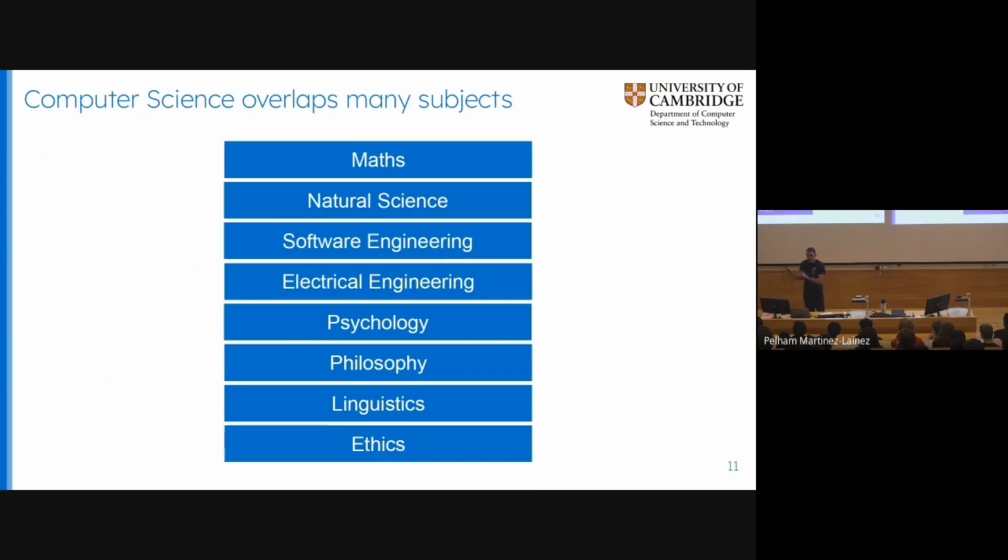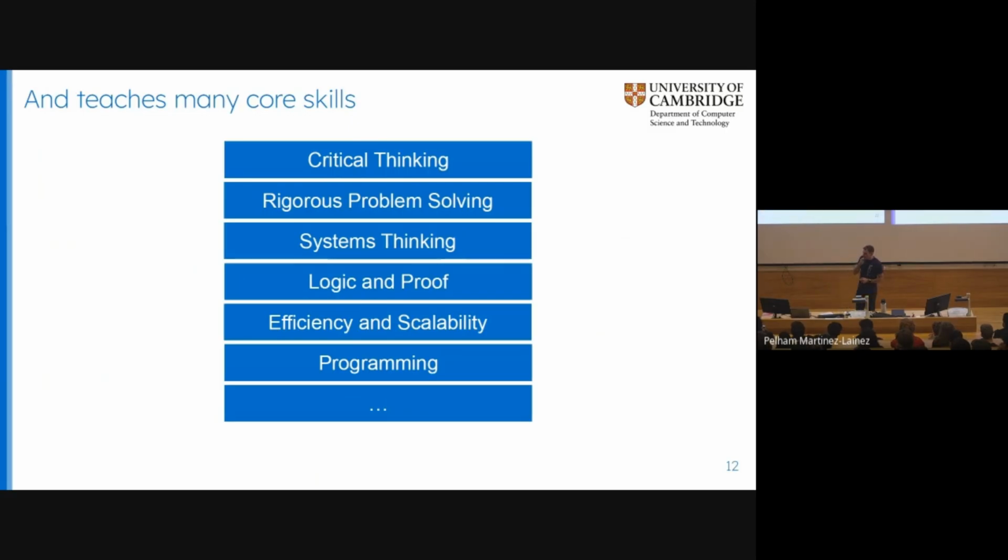Now, I want to take a step back from this and just point out that's a lot of things that cross into computer science. And if you compare that to most other subjects, in fact, possibly all other subjects that you can find in this university and others, there aren't many you can find that have this level of overlap with all the different things that go on. And it's not just the things you teach, it's the skills that you learn when you are a computer scientist.